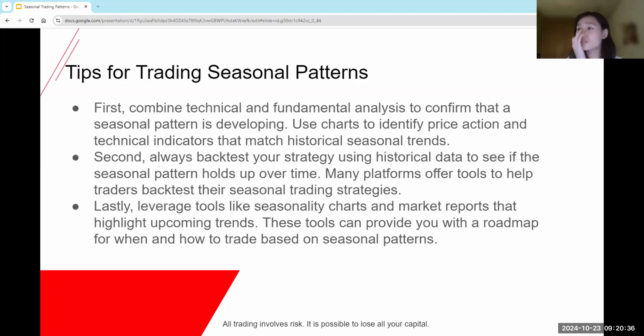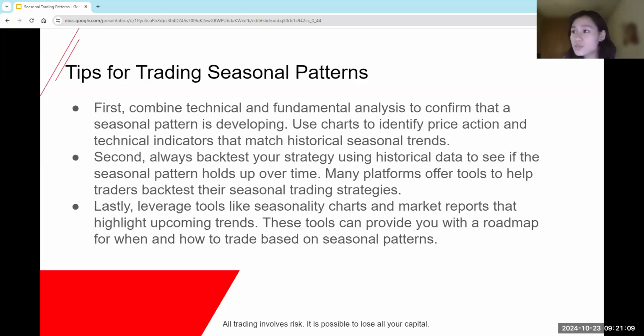Yes, we were talking about the last point. So the last tip for trading seasonal patterns is making use of leverage tools. So, using tools like seasonality charts and market reports that highlight upcoming trends, or even just using an economic calendar to keep up to date with the upcoming data releases. These tools can provide you with a roadmap for when and how to trade based on seasonal patterns.